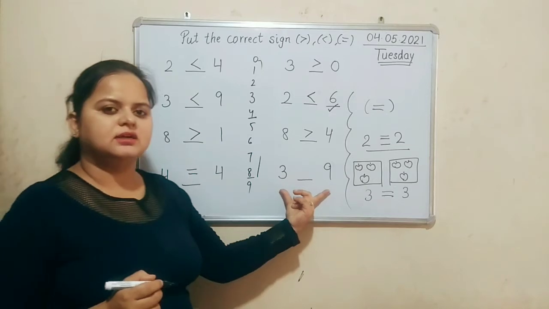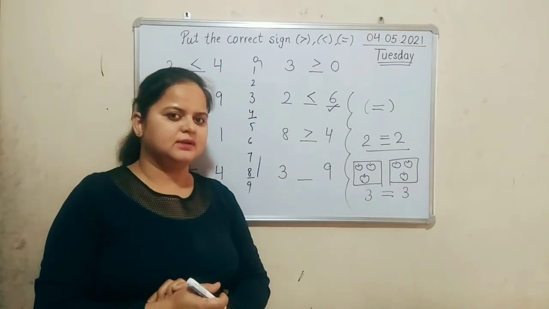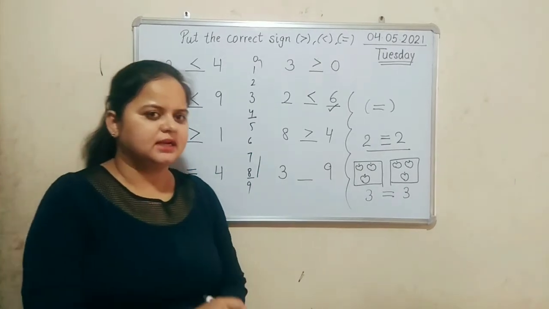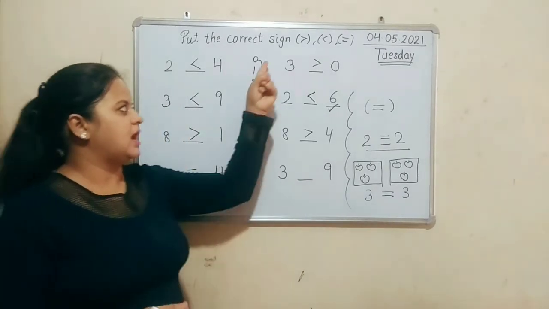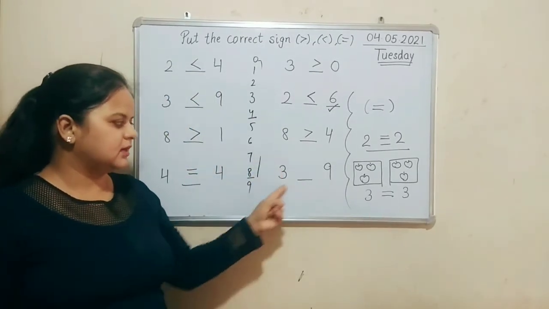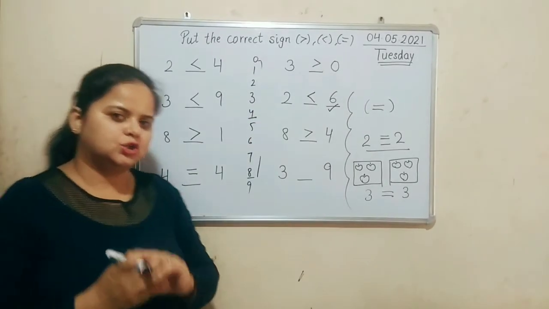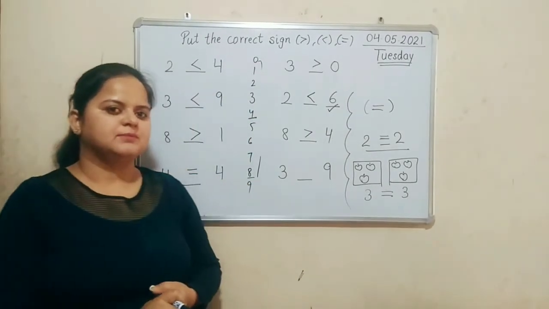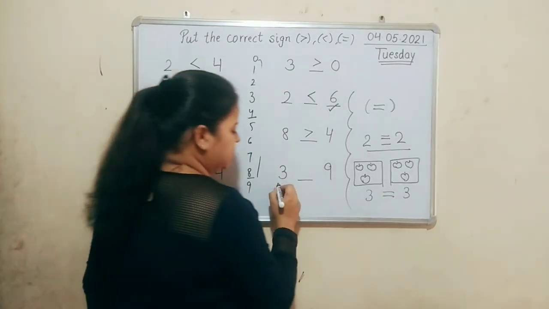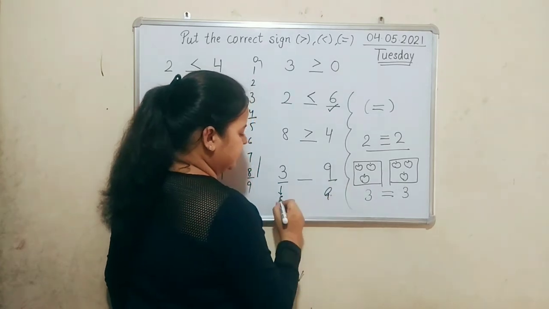Okay, 3 and 9. So which is greater and which is smaller? The number which shows more objects is greater, and the number which is far from 0 is greater. And the number which is near 0 and showing fewer objects is the smaller number. So 3 is the smaller number and 9 is the greater number.